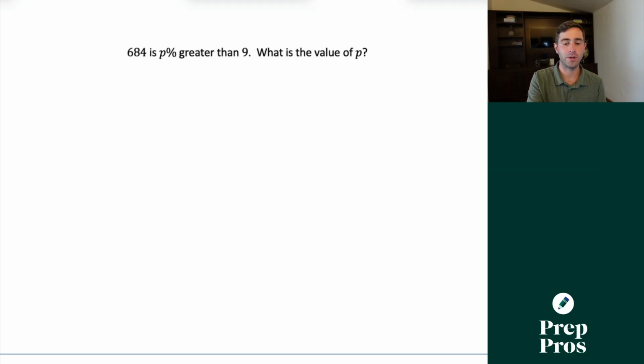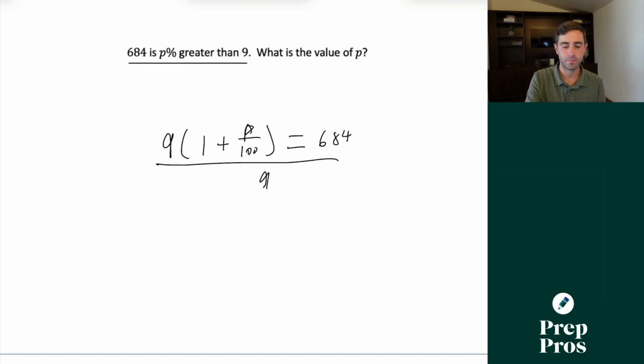So now, as we come back to apply that to this question, we simply want to say 684 is p percent greater than 9. So we're essentially saying 9 times what percent increase is equal to 684. So that's going to be 9 times our same 1 plus p over 100, and then this is going to be equal to 684. Well, now we can just solve this algebraically. We get to divide out the 9. We get 1 plus p over 100 is equal to 76.